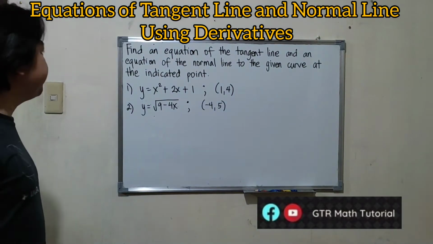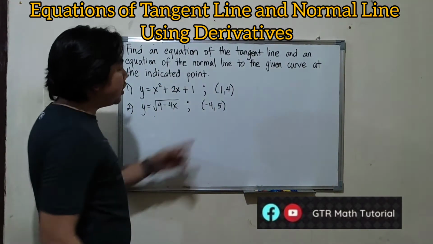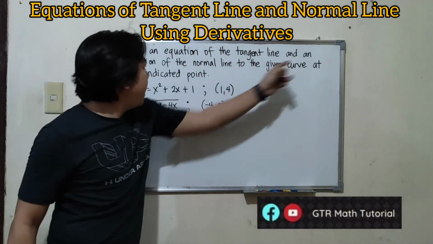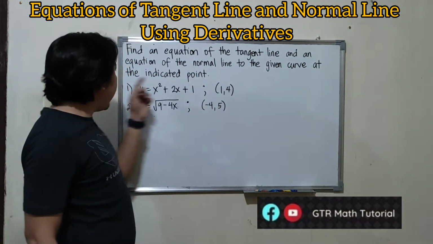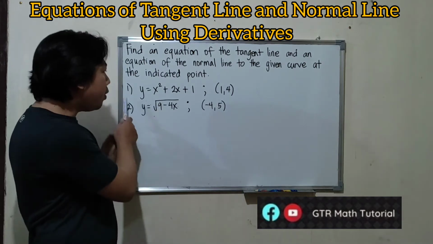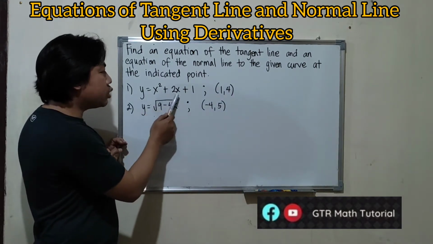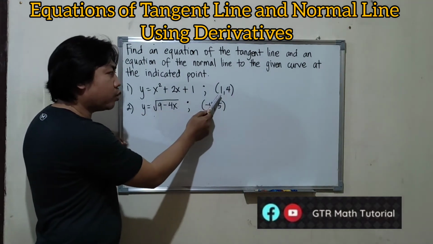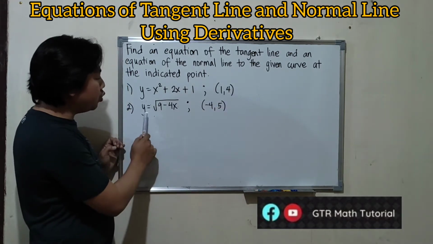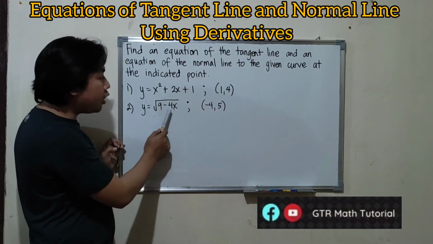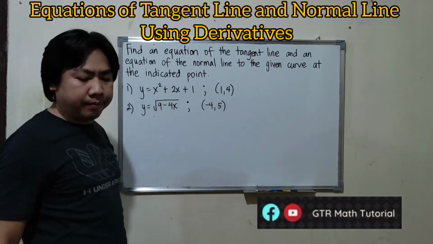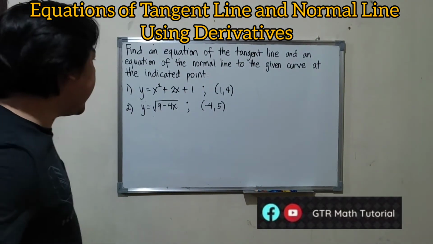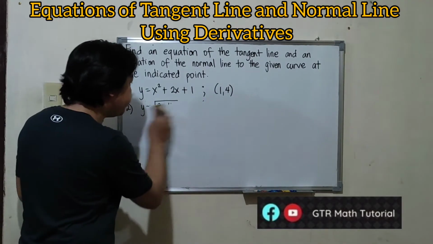Okay, example. Find an equation of the tangent line and an equation of the normal line to the given curve at the indicated point. Number 1: y equals x squared plus 2x plus 1 at point 1, 4. And number 2: y equals square root of 9 minus 4x at point negative 4, 5. Let us solve number 1 first.